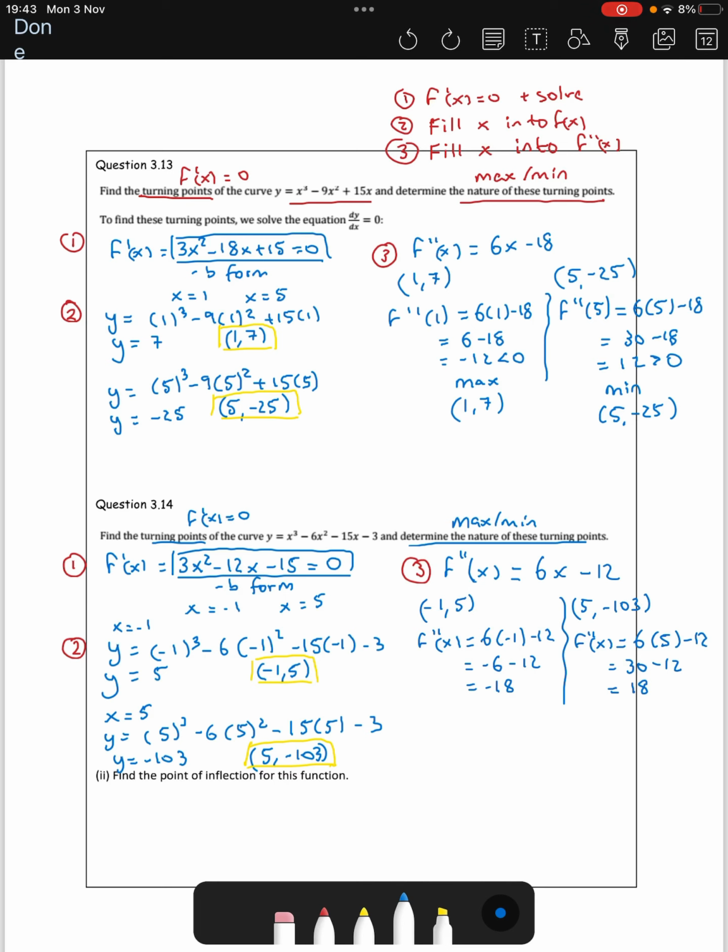Remember, the -18 and the +18, the values don't matter. All that matters is that this is less than 0 and this is greater than 0. If it's less than 0, we have a maximum point, and that maximum is at -1, 5. And if it's greater than 0, we have a minimum, and the minimum point is 5 and -103. So that's our maximum and our minimum.